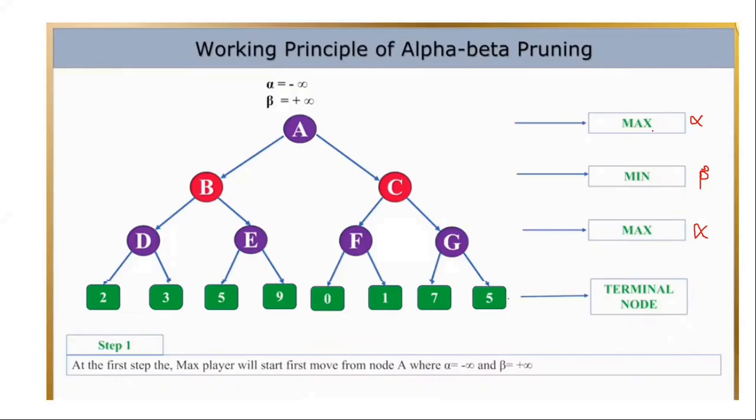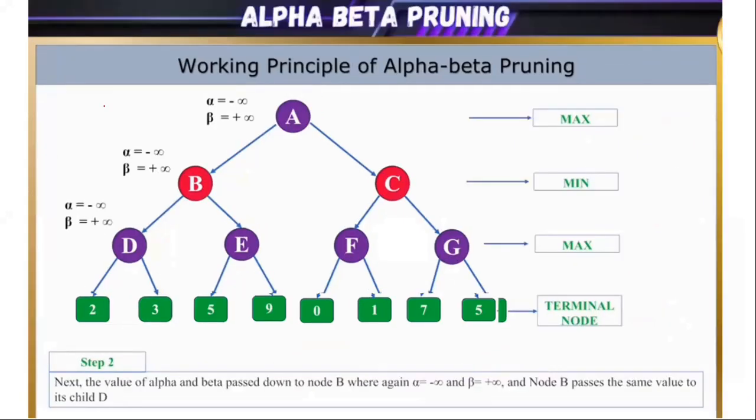So what we told in the previous step, maximum alpha will be minus infinity, beta will be plus infinity, we are initializing. Okay. So this is step number one. At the first step, the max player will start the first move from A, where alpha equal to minus infinity and beta equal to plus infinity. Okay. Now, from here, this we already written.